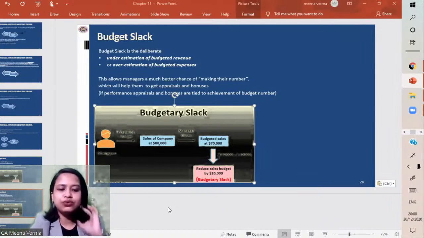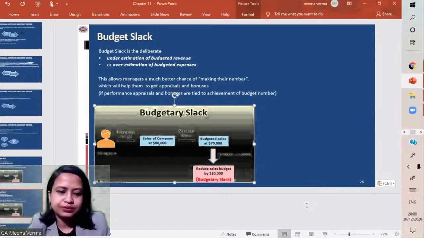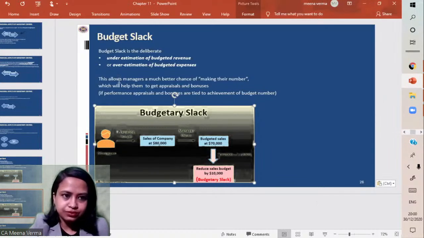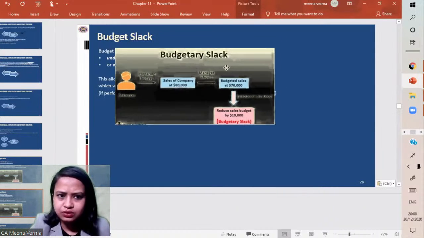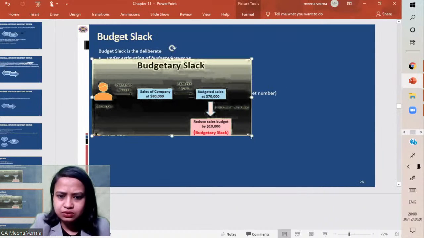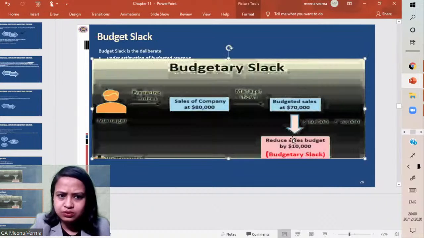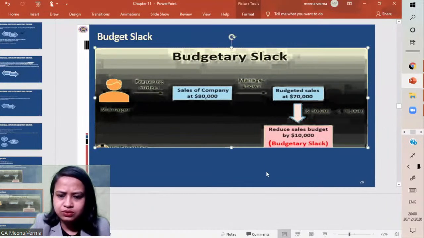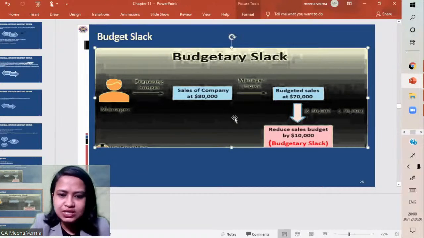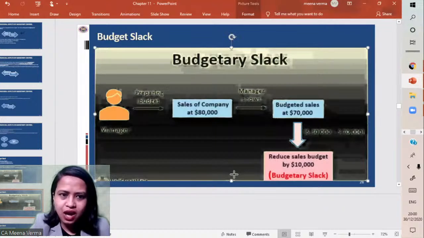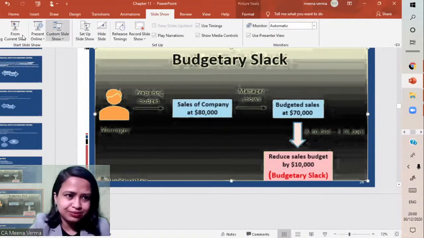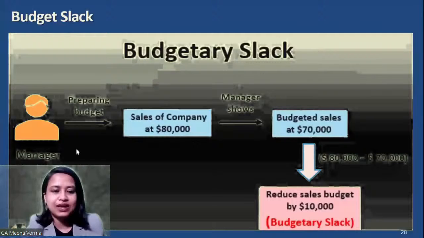I hope it is clear to all of you. I hope this picture is clear. I want to show this picture so that you can understand how the manager introduces budget slack.